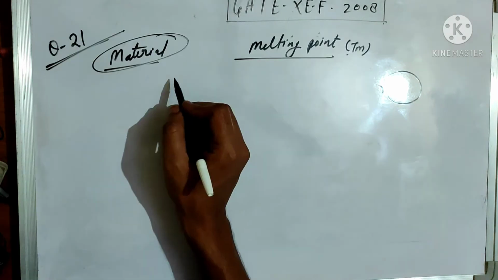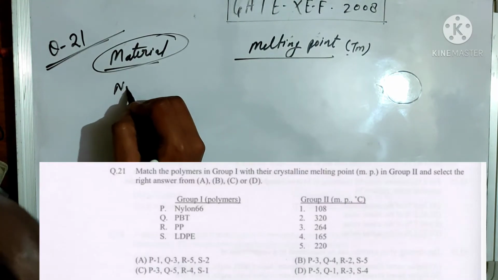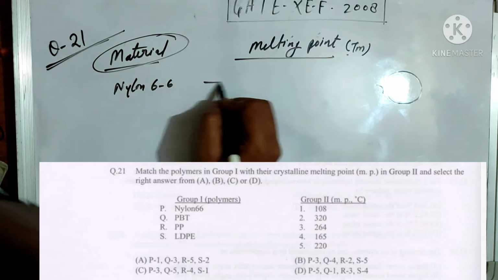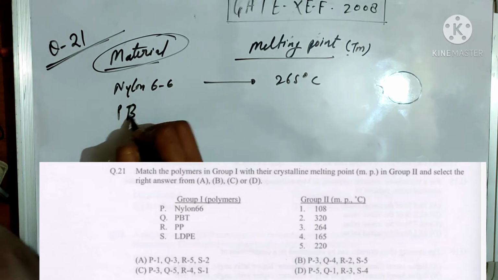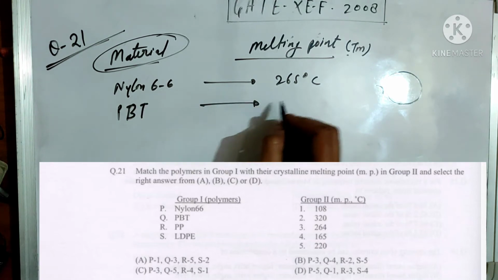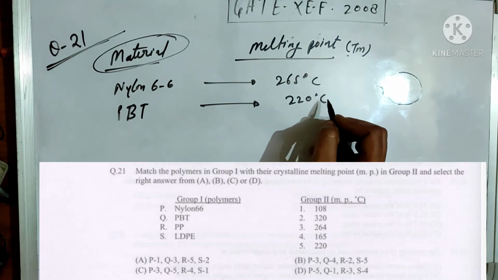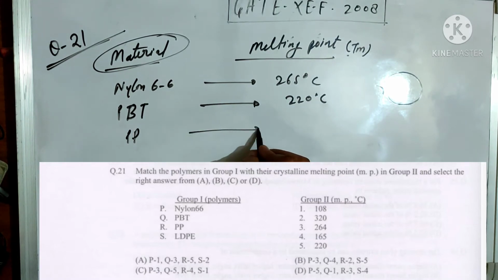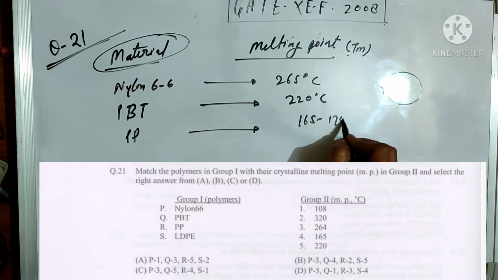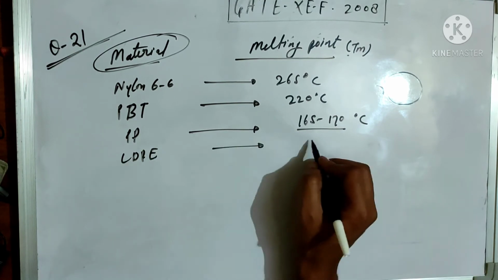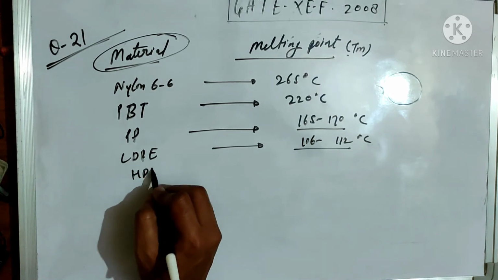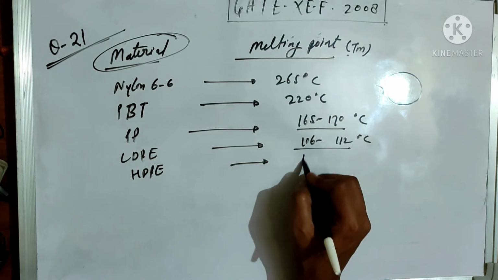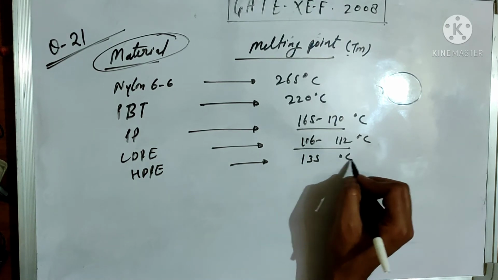Some materials and their melting points. This is nylon 6. Nylon 6 has a melting point of 265 degrees centigrade. Polybutylene terephthalate has a melting point around 220 degrees centigrade, and polypropylene has a melting point around 165 to 170 degrees centigrade. LDPE has a melting point around 106 to 112 degrees centigrade, and HDPE has a melting point around 135 degrees centigrade.